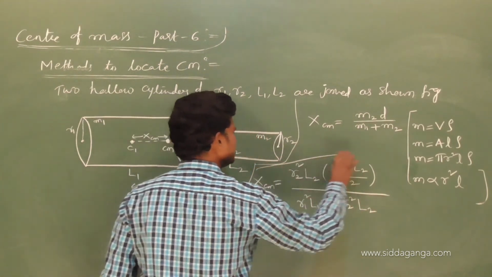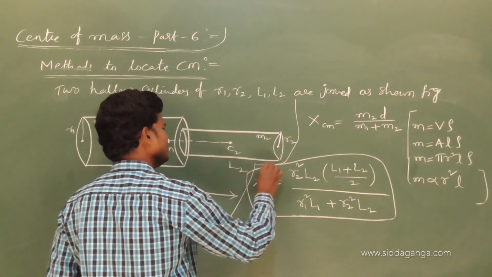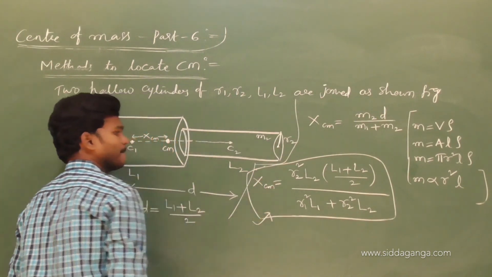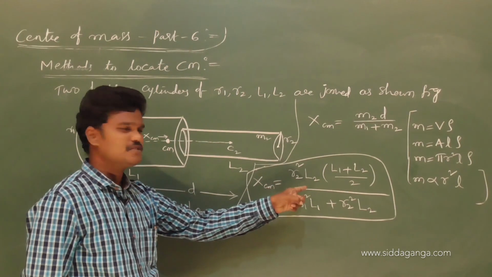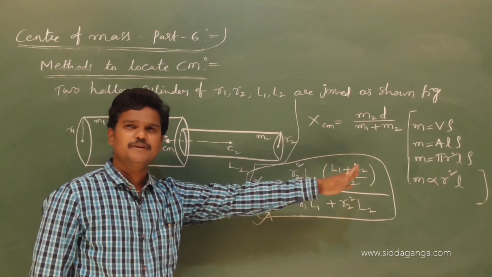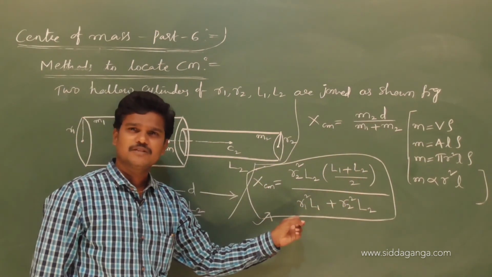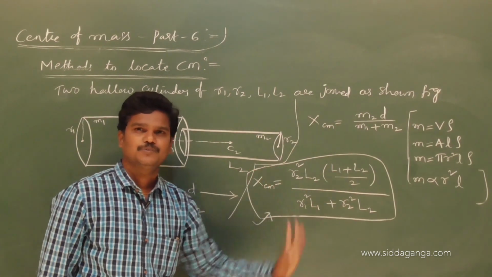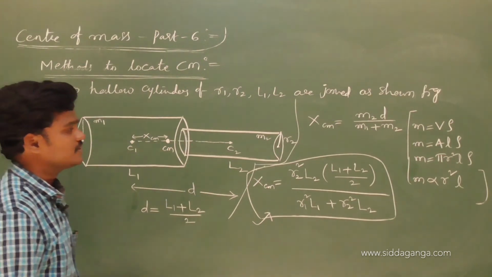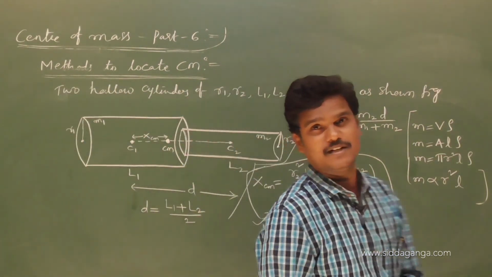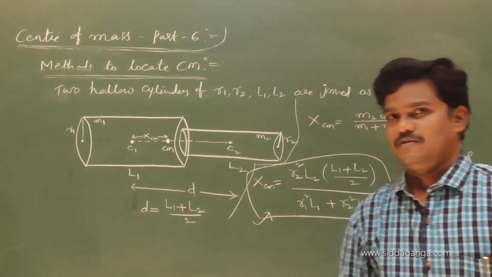See, this is the distance of center of mass from the first cylinder. If they ask to write it from the second cylinder, this will be reversed: R1 square L1, the remaining is the same, L1 plus L2 by 2 by R1 square L1 plus R2 square L2. Okay, so this is the distance of center of mass from the first cylinder. Take this up to now.